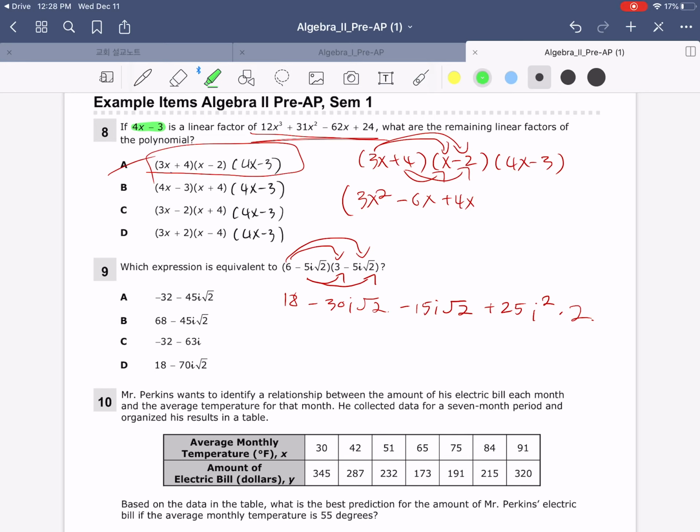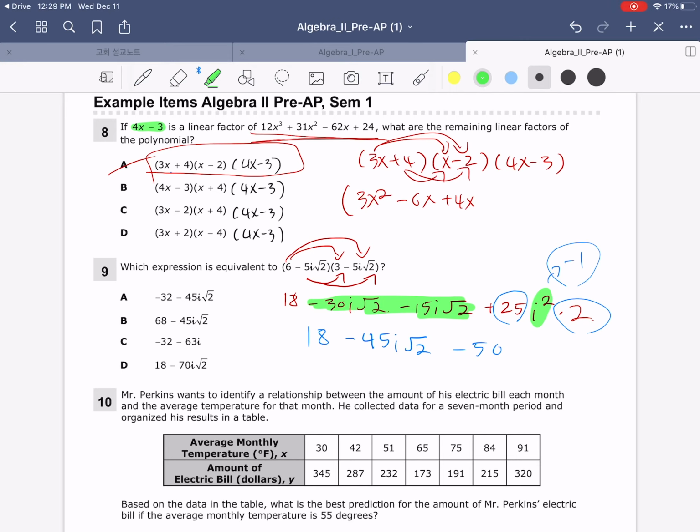Now this can be combined together. Okay, so that is going to be what? Negative 45i square root of 2. Now here you go. If you look at this, i squared is negative 1. So 25 times negative 1 is negative 25. Negative 25 times positive 2 is negative 50. And we still have 18 here.